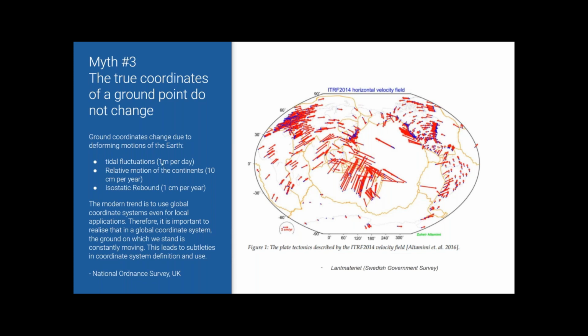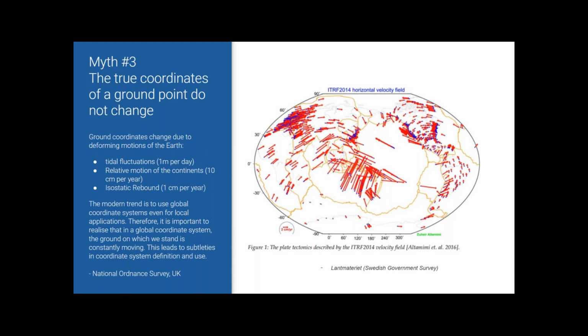So, and these things are measurable. For vertical, I have tidal fluctuations, which are up to 1 meter a day. The relative motion of the continents in some places is 10 centimeters per year. These arrows, this one down here is 2 centimeters per year. So some places are moving dramatically.